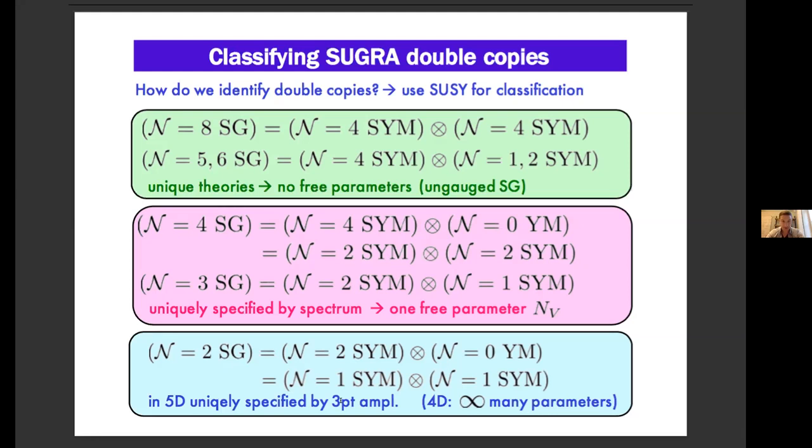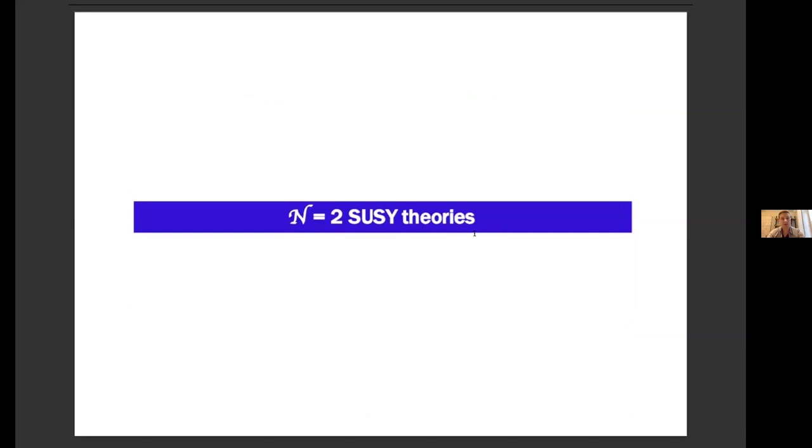And this relies on, first of all, considering theories that have a five-dimensional uplift. Many of the theories that we're interested in have a five-dimensional uplift. And then you look at the three-point interactions in these theories, and then you can uniquely specify it from that. So basically from the three-point amplitudes. And the reason why we go to 5D is that in 4D, you actually have infinitely many parameters in the superpotential. So that's a bit more complicated. But let's have a closer look at these theories of n equals 2 type that we can uplift to 5D.